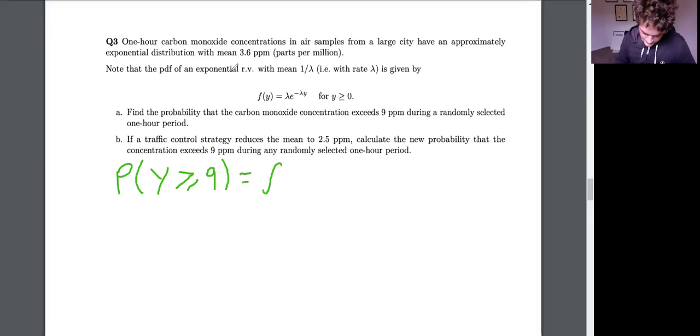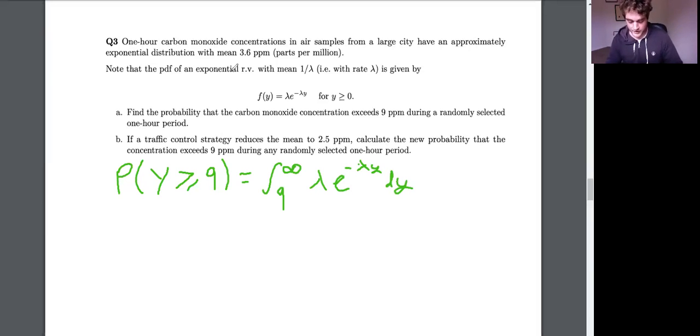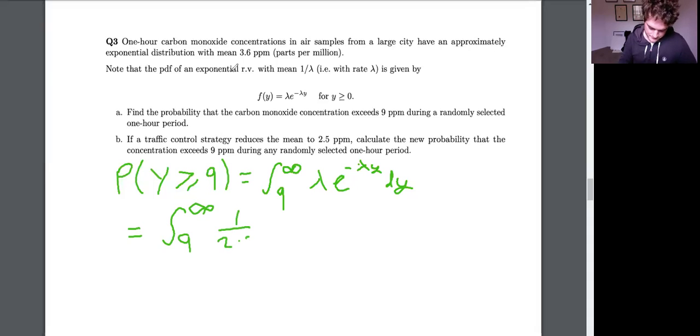And exactly as before, this is equivalent to integrating the PDF from Y equals 9 up to infinity. And then we had this exponential PDF. Remember the relationship between the mean and the rate. This exponential is parameterized in terms of its rate, but in the question we were given the mean, so we need to convert from the mean to the rate. And so the rate, lambda, is actually 1 on the mean. So in this case, it's 1 over 2.5, e to the negative 1 over 2.5 Y dY.